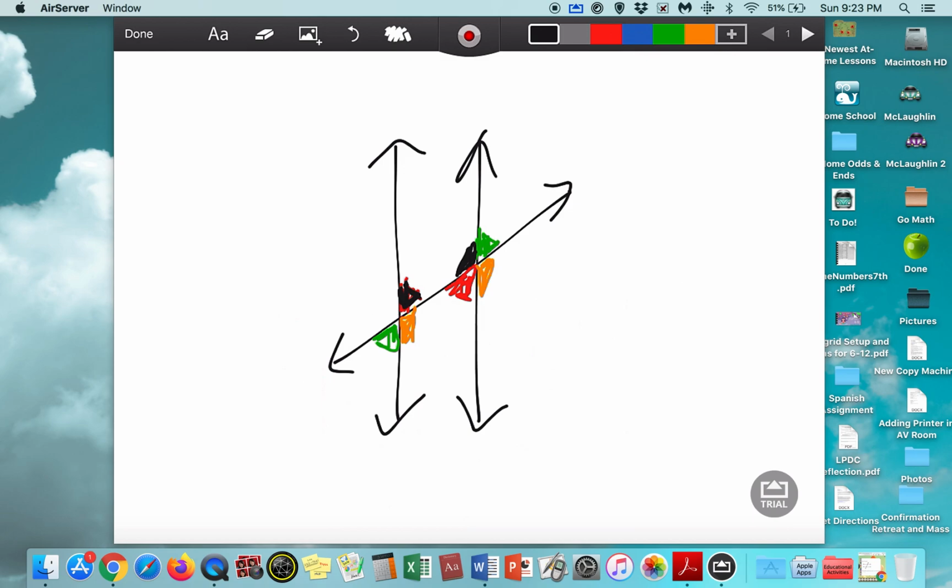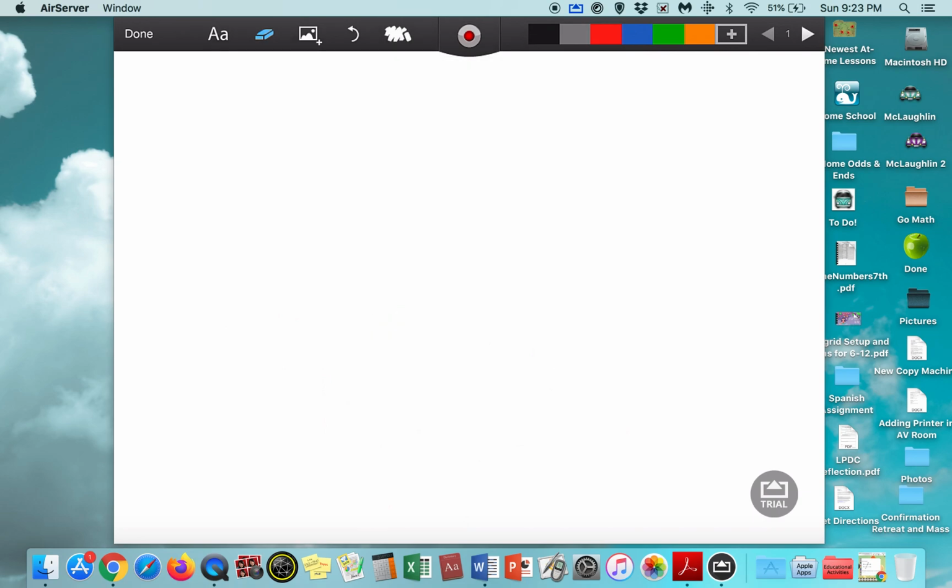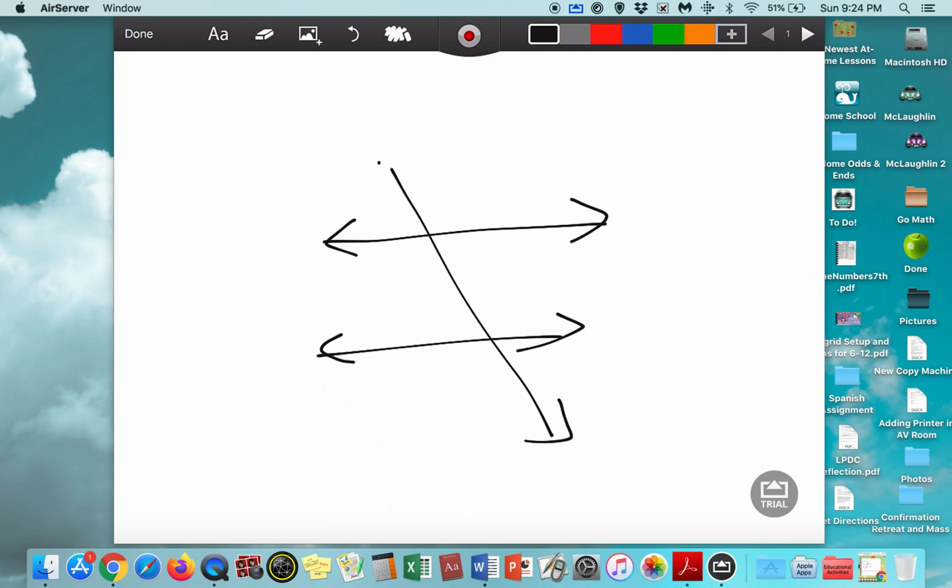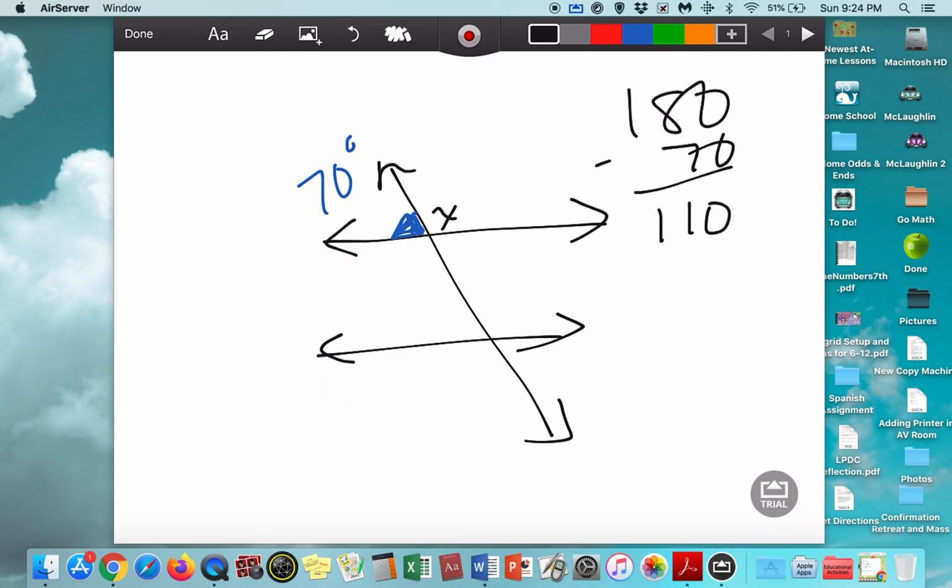The last thing to be aware of on a transversal is you've got supplementary angles in a lot of spots. Supplementary angles are two angles that add up to 180 degrees. So for example, if I had a transversal that looked like this, and you told me this blue angle right here was 70 degrees, and you wanted to figure out that angle, well, it's got to add up to 180. Those are supplementary angles. So if I just subtract the 70, I'm going to see this one is 110 degrees because they are supplementary.